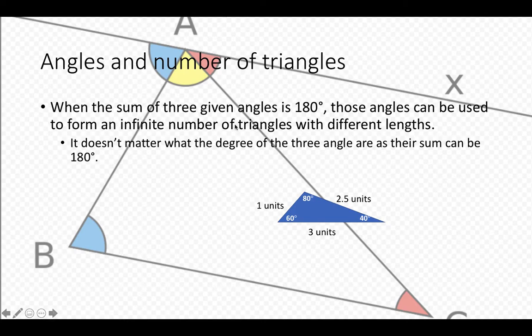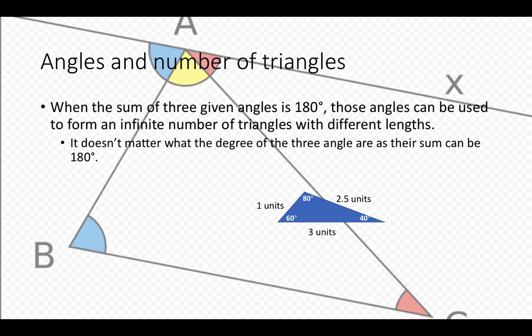When the sum of three given angles is 180 degrees, those angles can be used to form an infinite number of triangles with different lengths. It doesn't matter what the degree of the three angles are, as long as their sum can be 180 degrees. So if we're looking at this, here's my example. I have a triangle that has the measurements of 80, 60, and 40. Well, because I have three angles, when added together give me 180, I can take this triangle and I can make different size triangles in order to illustrate that.